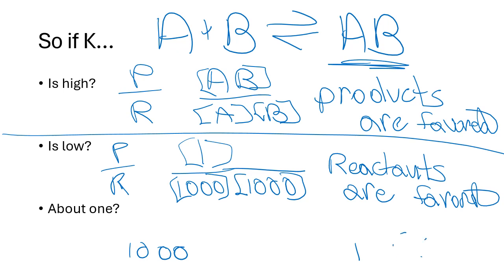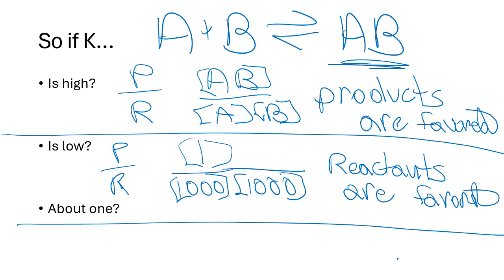You're going to have tons of snowballs on this side, but the reaction is always going forward and reverse at the same pace, the same rate. And then lastly here, if K equals about 1, products over reactants, you're going to have about the same amount of products as reactants. So neither are favored.